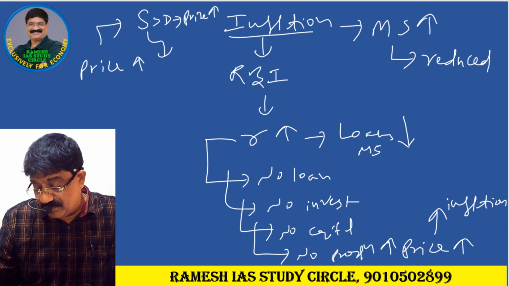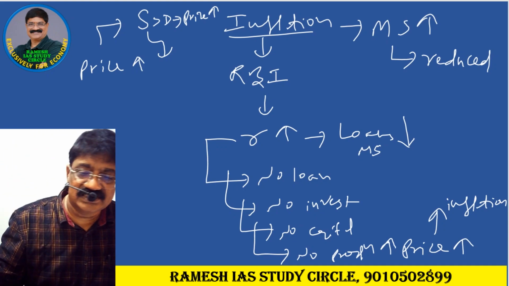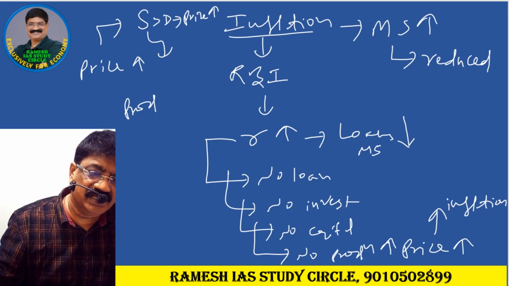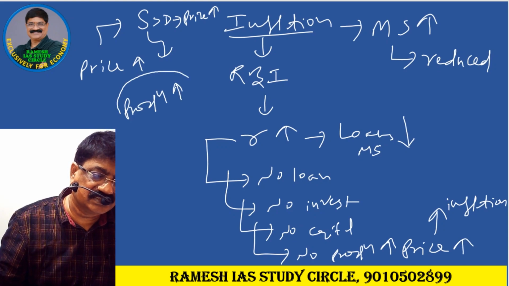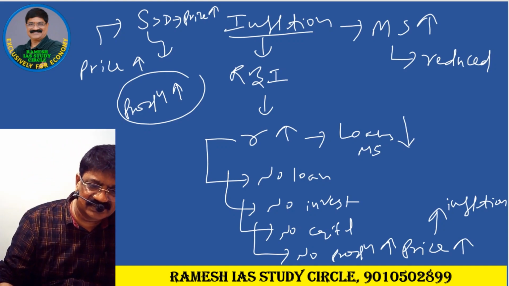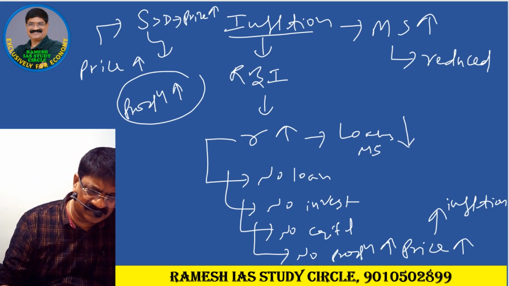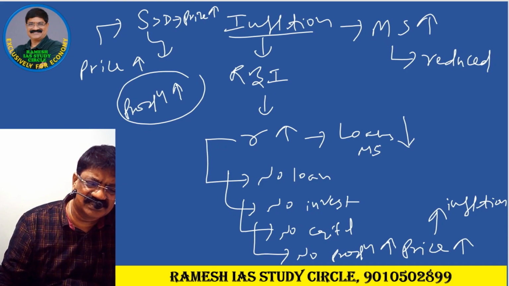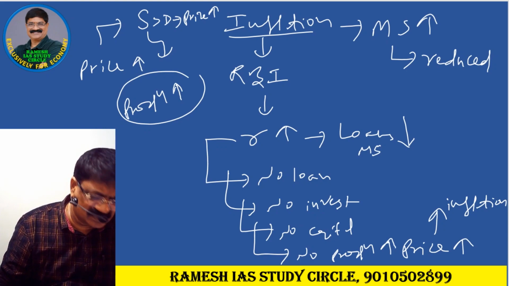So the permanent solution for inflation is that production should be increased. This is the solution. I think it's clear. Nice. So this is a permanent solution, but increasing the rate of interest, increasing the repo rate, increasing the reverse repo rate, is not a permanent solution. I think it's clear.